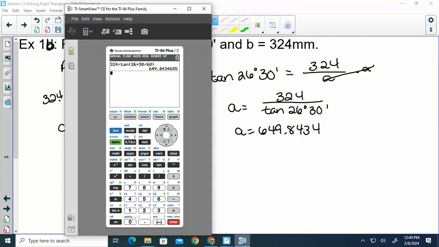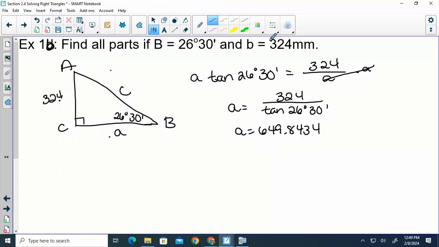You guys get that? So how many significant digits do we need? 3. Okay, so 3 is 649, but we can't just cut it off. The 8 tells us we would round up to 650. Now, how many significant digits does 650 have?